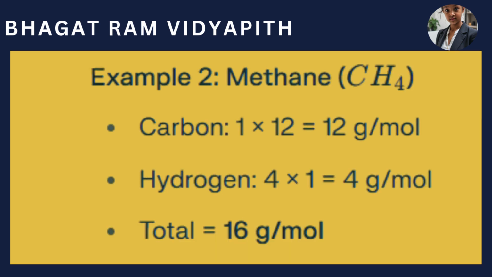Another example is methane, CH4. Carbon has 12 grams per mole multiplied by 1 atom, equals 12 grams per mole. Hydrogen has 1 gram per mole multiplied by 4 atoms, equals 4 grams per mole. Total molar mass is 16 grams per mole.